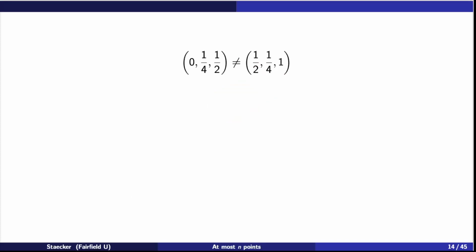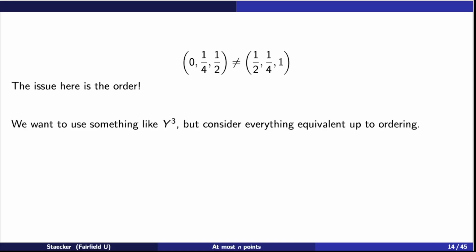All right. The problem is these 2 points are not the same point. The issue actually is the ordering, because their coordinates are the same. I have 0 and 1, but on the circle 0 and 1 are the same point. The only issue is the ordering. So the natural thing to do in this case is I want to use something like the product here, but I would consider only things equivalent up to their ordering. All right.